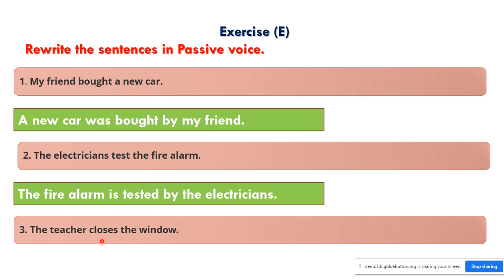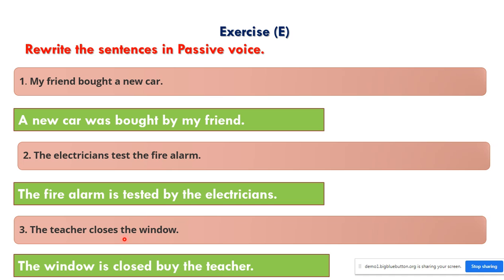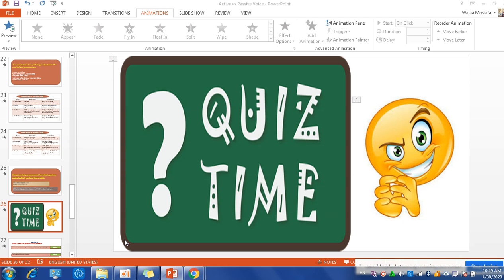The last one: the teacher closed the window. Closes, present simple. To convert the present simple into the passive, is or are followed by the past participle. Then switch the subject and object, the window. Let's start with the window. What happened to the window? The window, verb to be is or are followed by the past participle. The window is closed. The window is closed by the teacher.